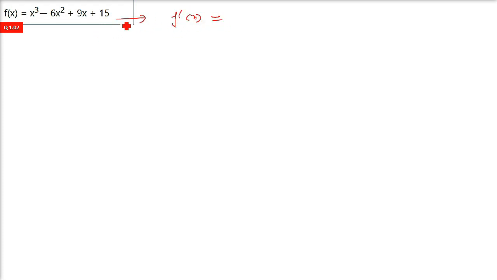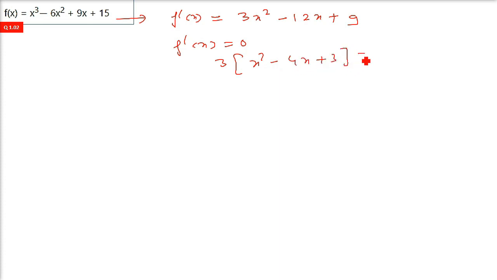The first step is f dash x, differentiation. It will come as 3x squared minus 12x plus 9, and 15 will be eliminated. Now the second thing will be f dash x equals 0. We need the critical points. When we place it equal to 0, you can take 3 common, because you can see 3 is common. x squared minus 4x plus 3. This x squared minus 4x plus 3 will give you the factors.